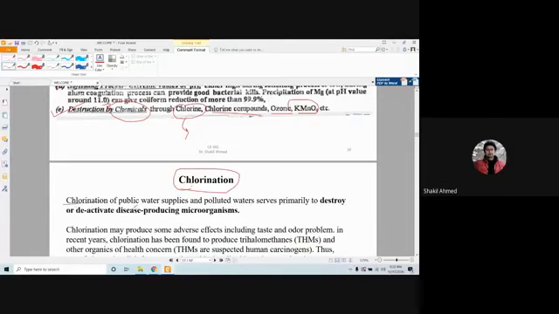The chlorination of public water supplies and polluted waters serves primarily to destroy or deactivate disease-producing microorganisms. Deactivate or destroy or kill the disease-producing microorganisms, which we call pathogens. Okay?